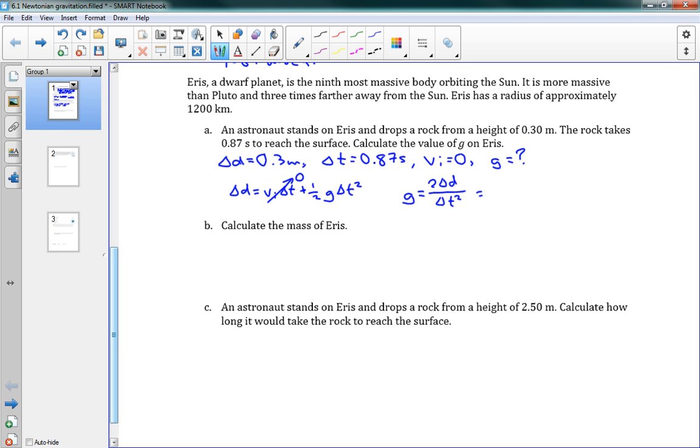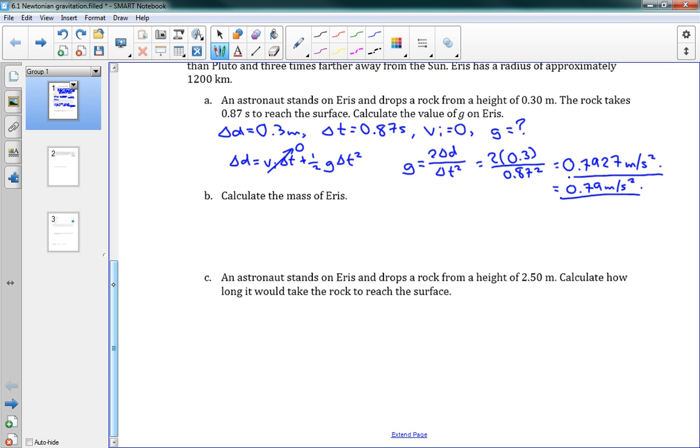And this will give me 2 times 0.3 over 0.87 squared. That gives me a value of 0.7927 meters per second squared, because we're dealing with acceleration here. So that's our value of g. And if we want to use significant digits, we should probably round that off to 0.79 meters per second squared. Good. But in our next calculation, I want to use the more precise value.